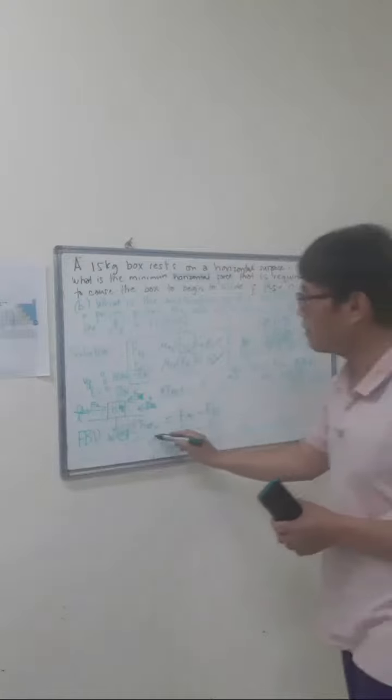Basically, your frictional static force will be equal to the applied force so that it will move, or more than that. Take note, the value of your frictional static force is 51.50 newton. So it should be equal because the net force is 0.